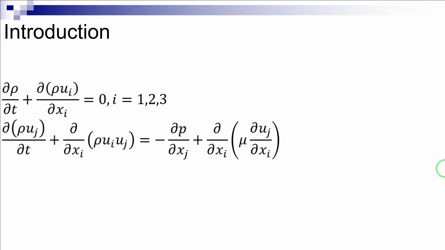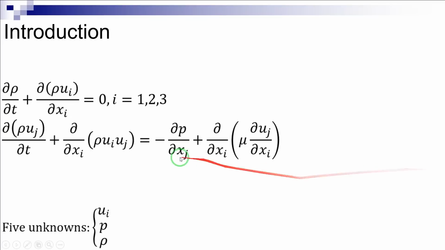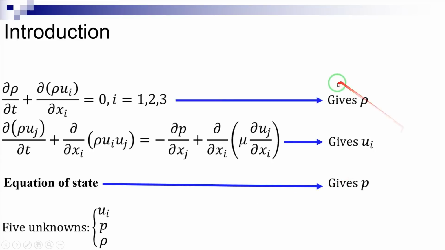As can be seen, there are 4 equations and 5 unknowns, which are 3 components of velocity, a pressure, and density rho. The 5th equation is the equation of state. Therefore, density is obtained by the continuity, velocity by the momentum equations, and pressure by the equation of state. This set of equations is used for compressible flows at high speeds.